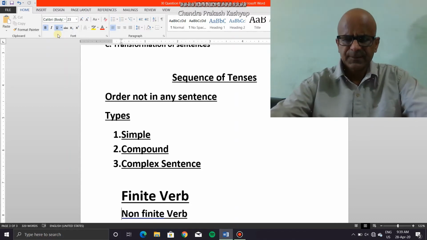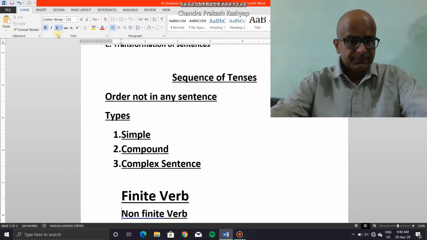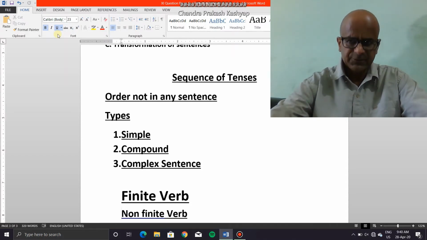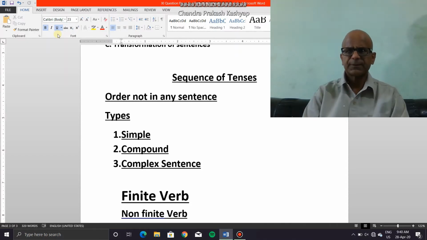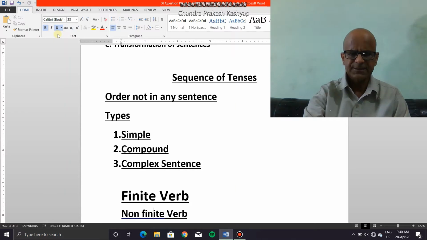Now, it is important here at this juncture to recall the word phrase. Any phrase, a phrase does not carry a finite verb. It may carry a non-finite verb. For example, let's understand it by way of an example.